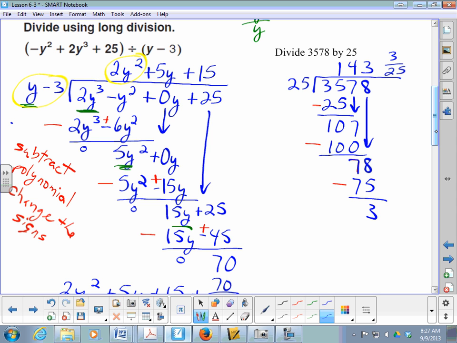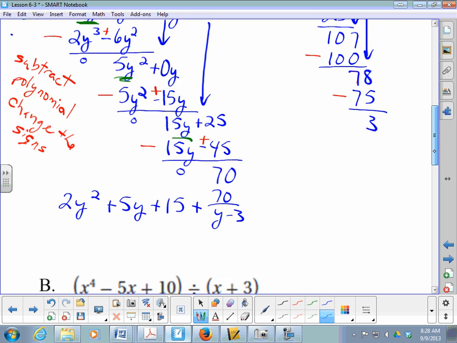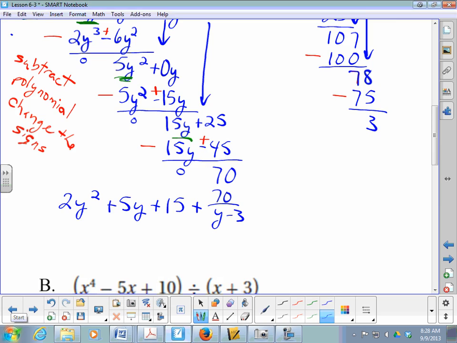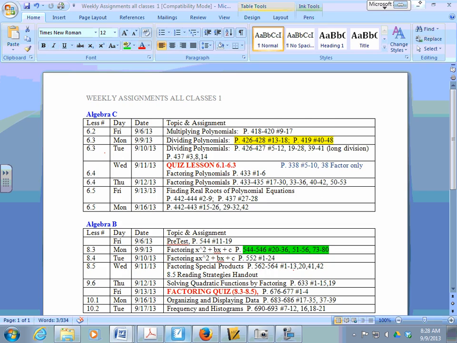Now it's a little bit tougher, right? Because we're dealing with variables. You actually could use your calculator to check it. And I'm going to show you how to do that. As soon as I find my calculator. See how many things I got to close to get there.